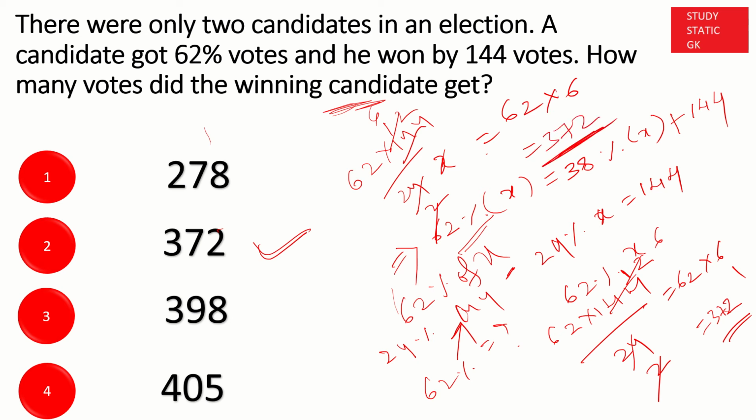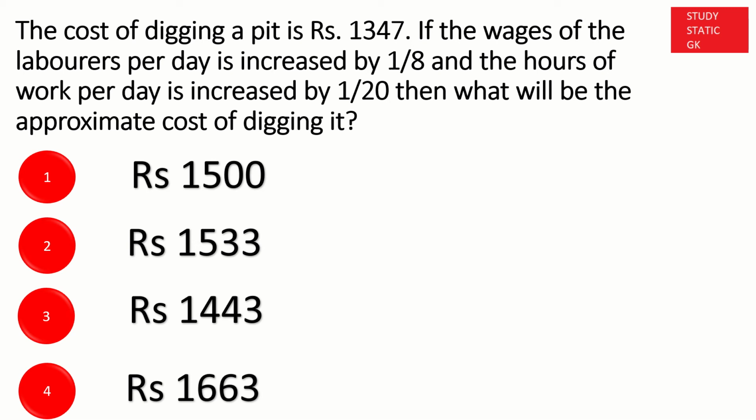This is the answer. Next, the cost of digging a pit is 1347. If the wages of the laborers per day are increased by 1 by 8 and hours of work per day are increased by 1 by 20th, then what will be the approximate cost of digging it? Actually, the actual cost is 1347. Now what happened? Wages of the laborer per day increased by 1 by 8.